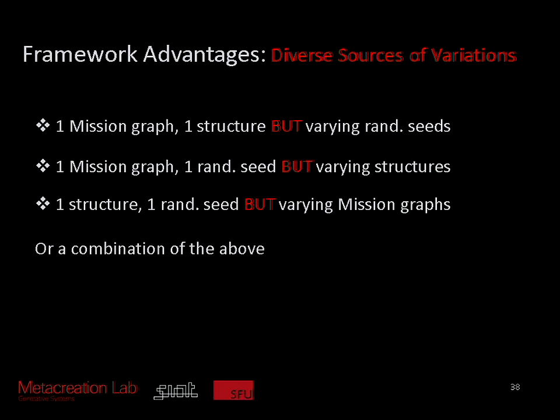These are different modes. We can start with a fixed mission graph and a fixed underlying structure, but then vary the random seed to get different results. Or we have one mission graph, but the underlying structure, for example islands, is being generated, with one random seed. Or we have one structure, possibly manually created, so we can't really have control over it, and one random seed, but we are varying the mission graph. That's speculation. Why would you need to create multiple mission graphs? For political numbers, it might make sense. And then finally, we can have a combination of all of these.